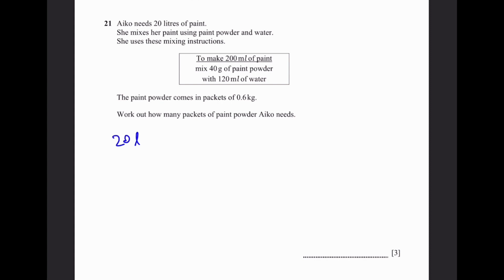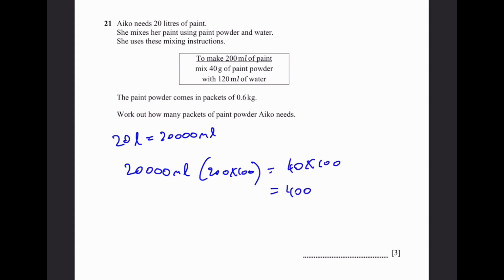So 20 liters is equal to 20,000 milliliters. To make 200 milliliters, we need 40 grams of paint powder. So for 200,000 milliliters, which is 200 into 100, we need 40 into 100, multiplying by the same number, which is 4,000 grams of paint powder. I'll write over here.